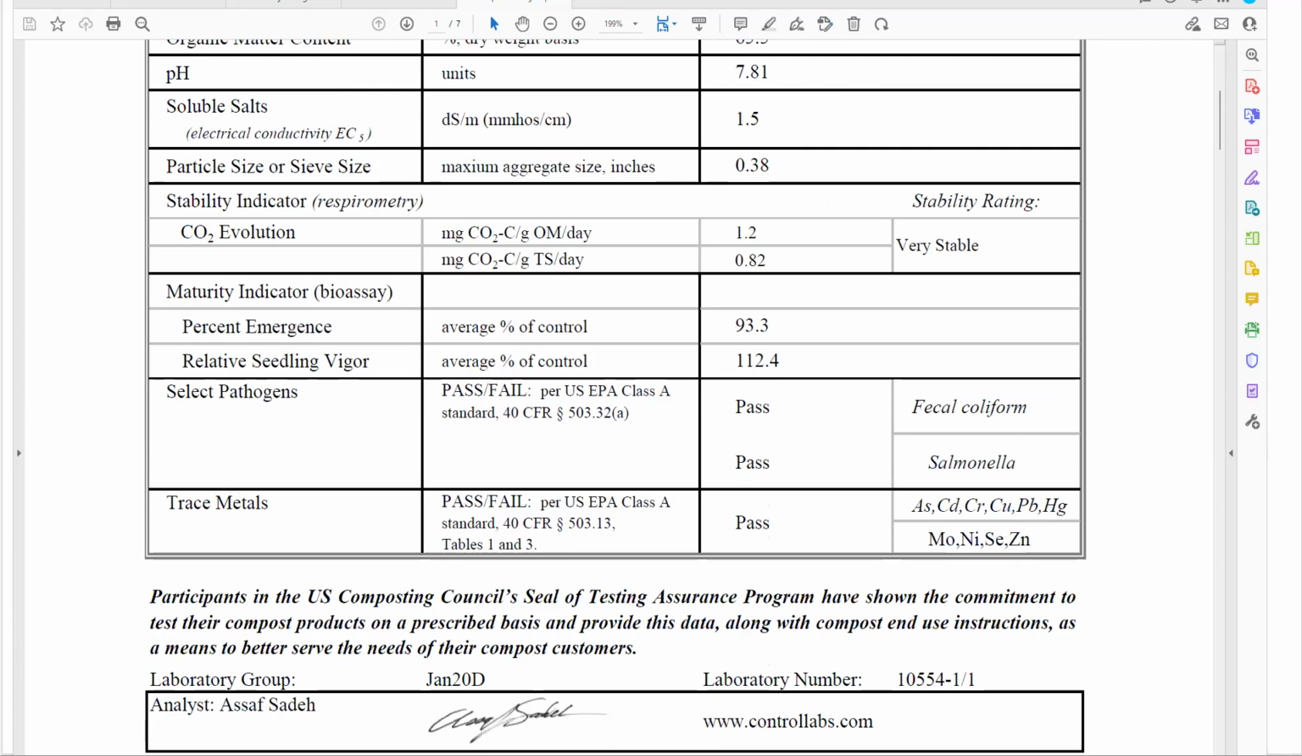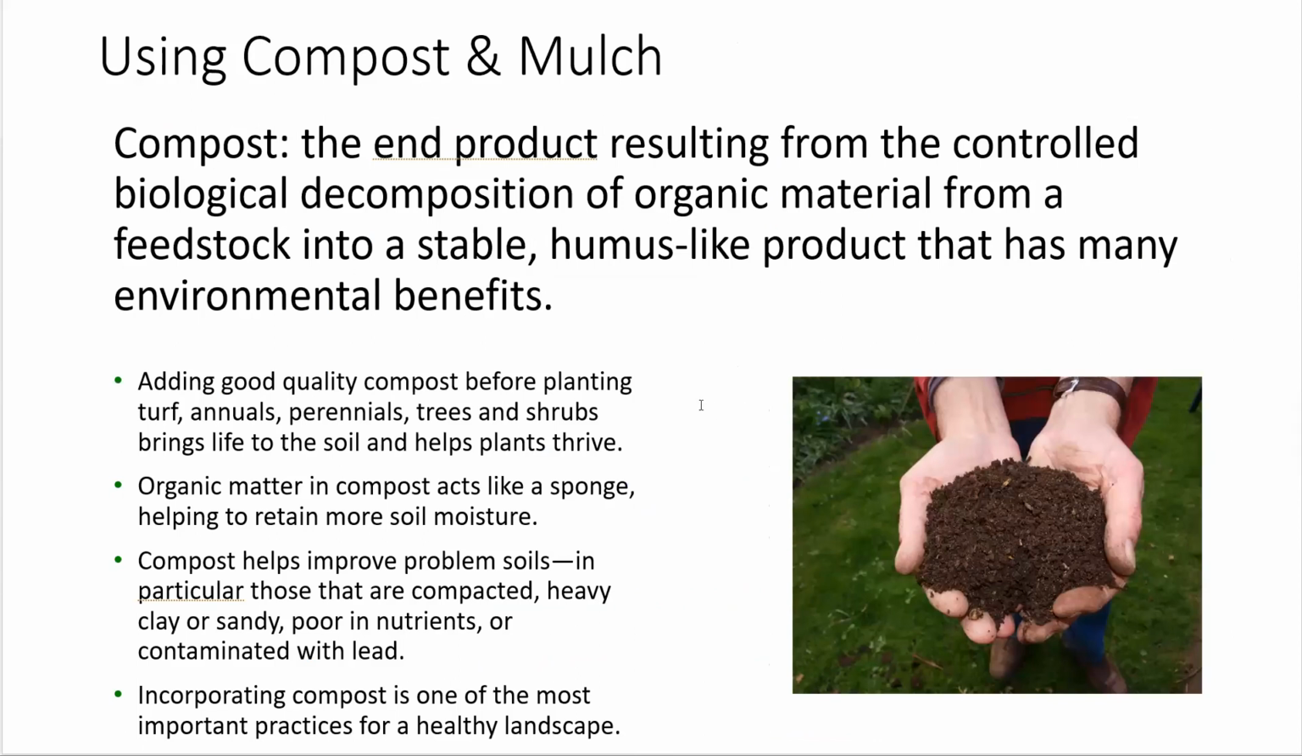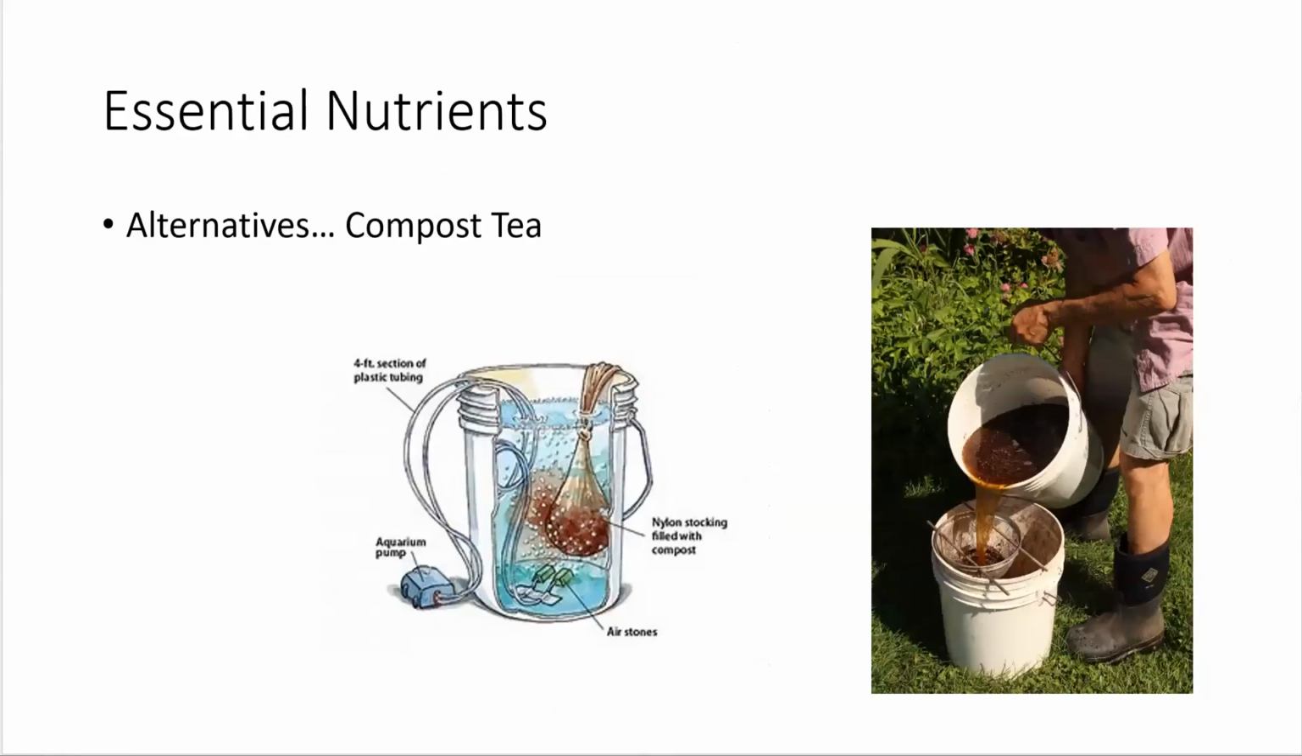So anyways, compost, excellent alternative to fertilizers. Now, if you can't necessarily use compost, it's a kind of solid material, you can do things like a compost tea. Now, compost tea is essentially compost soaked in water, which releases a lot of the nutrients as well as bacteria, okay, the beneficial bacteria.